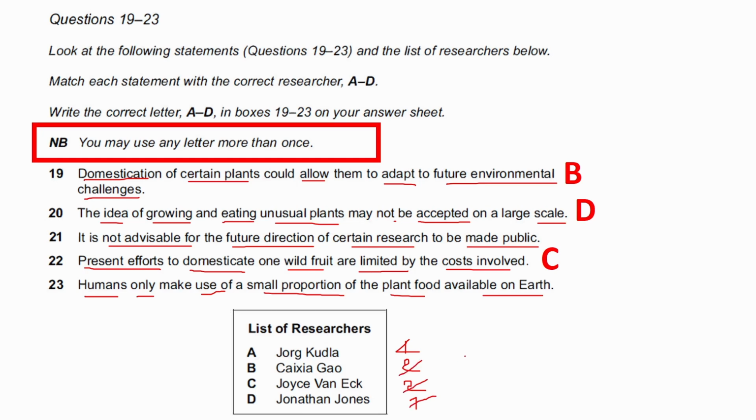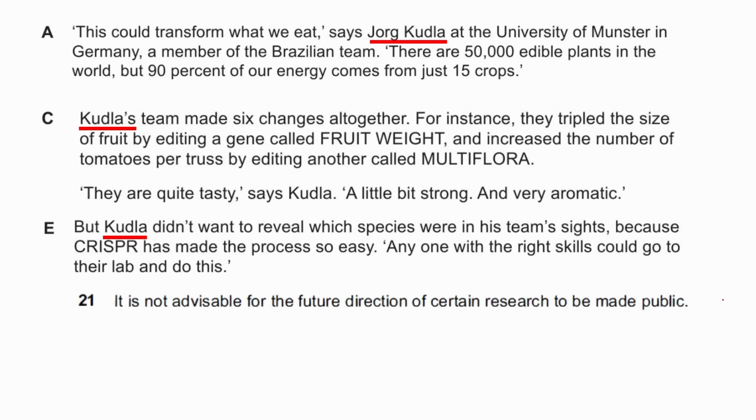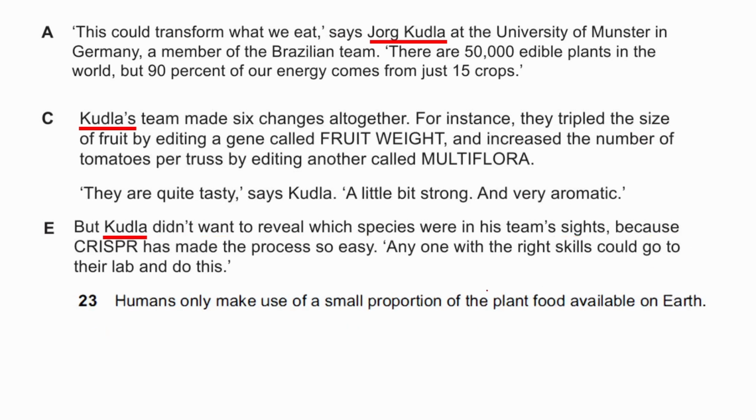So now we continue with the last name, Kudla, that appeared 4 times. But now that we have finished those names, we only have 21 and 23. Even without reading the text, we know that the answers to 21 and 23 are A. And we can also repeat more than one letter, right? So that's definitely the answer. But to make sure, we need to read that part as well. We had his name in paragraph A, C, and E. So 21, it is not advisable for the future direction of certain research to be made public. We have this exactly in this part. To be made public, we have didn't want to reveal which. So it's in paragraph E.